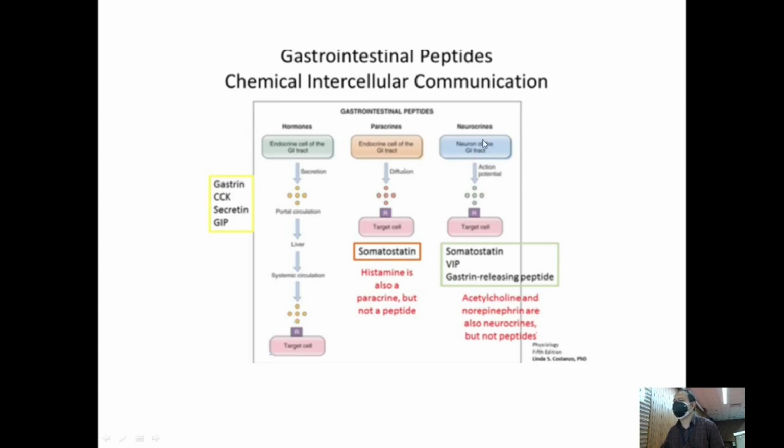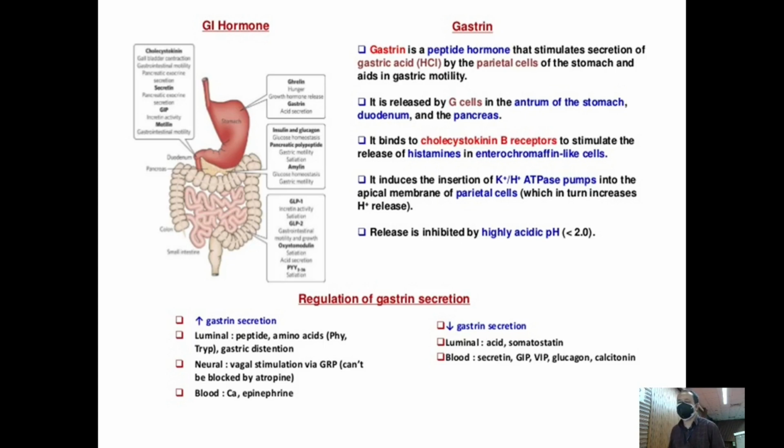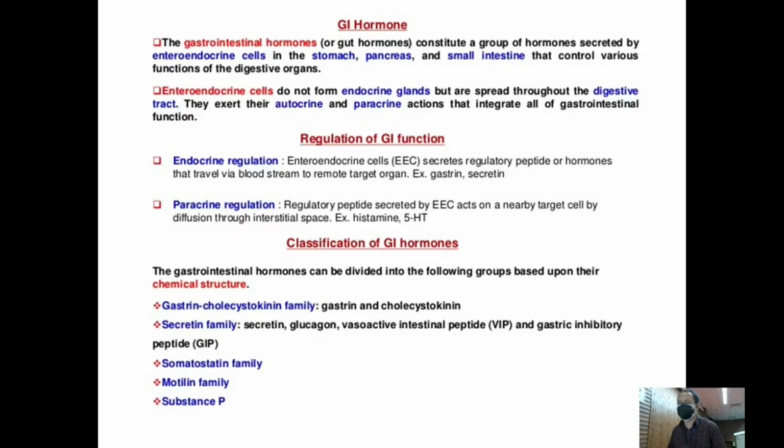Then some of the hormones are communicated in a neuroendocrine fashion. Some of these are somatostatin, VIP, and GRP. Others are like acetylcholine and norepinephrine. These are also hormones that behave in a similar fashion. So let's come back to this, and let's see the classification of GI hormones.